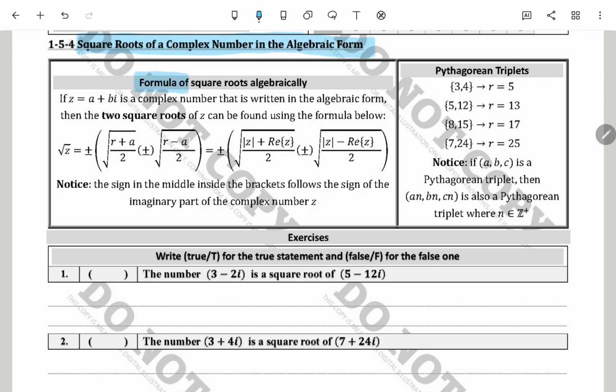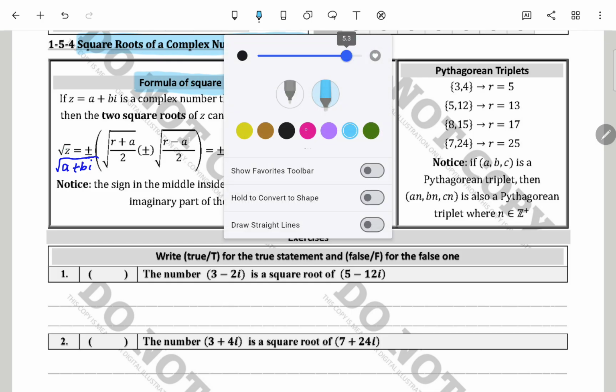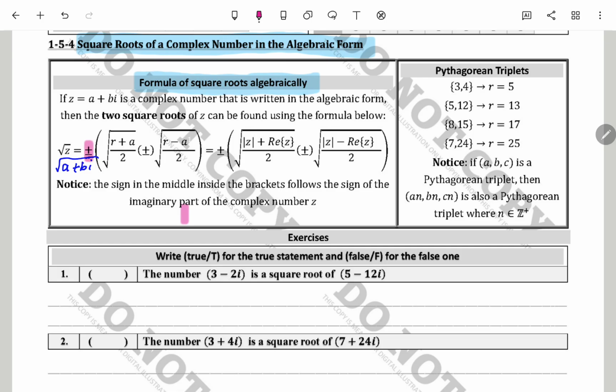You can use this formula for square roots algebraically by writing the square root of a plus bi, like this: square root of a for the real part plus bi for the imaginary part. Remember, i is under the root, so you can use this formula easily. The square root of z will give you two solutions, plus and minus, the square root of (r plus a) divided by 2.